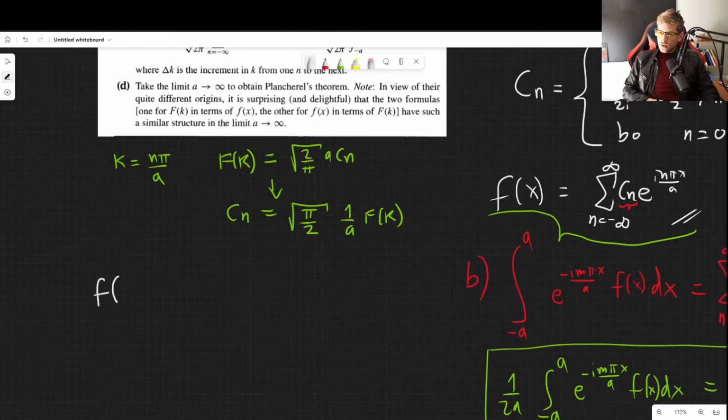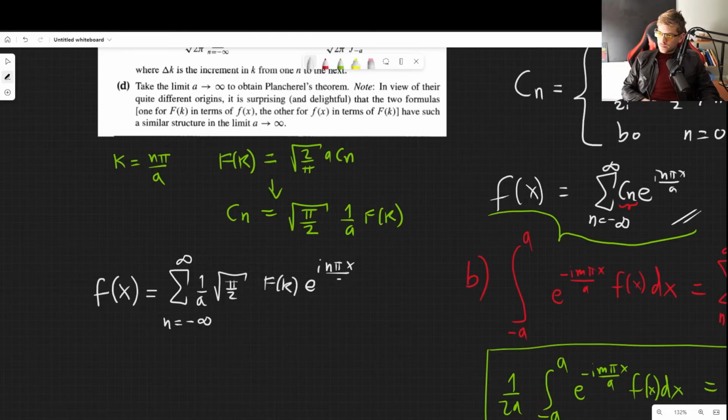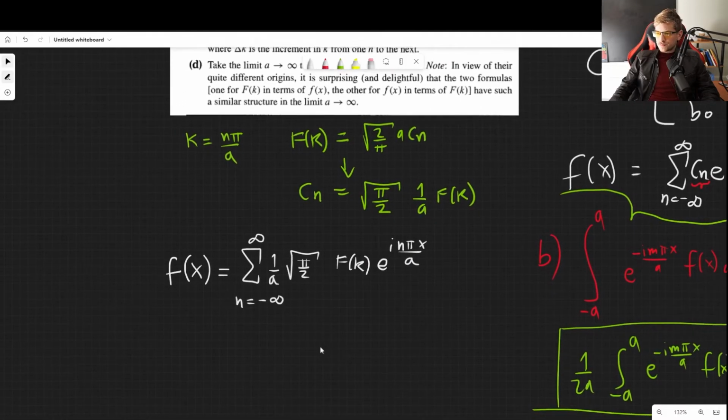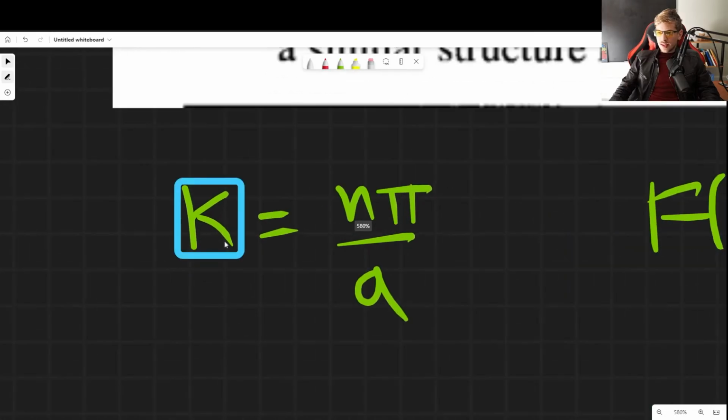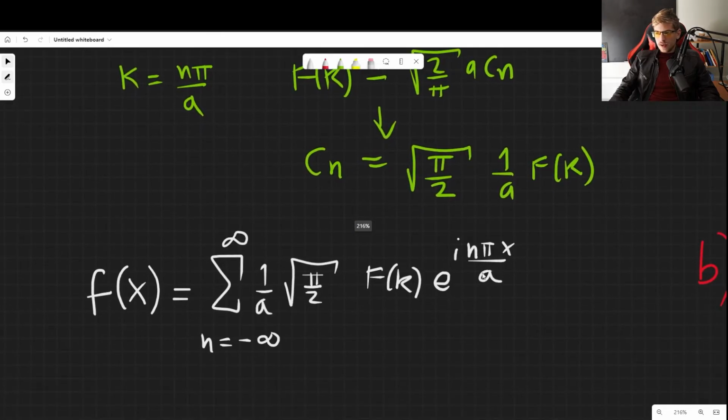So doing that, we have that f of x, this thing right here, is now the sum of n from minus infinity to infinity of cn, which is square root of pi over 2, 1 over a, f of k times e to the i n pi x over a. But notice that we also defined k as n pi over a. And that is exactly what we have right here, e to the i n pi x over a. So we can rewrite this as e to the i kx.